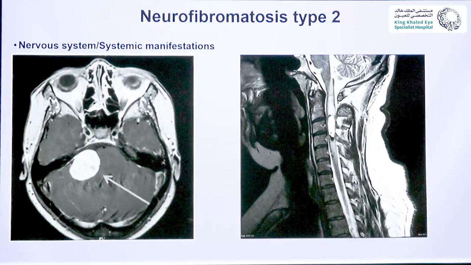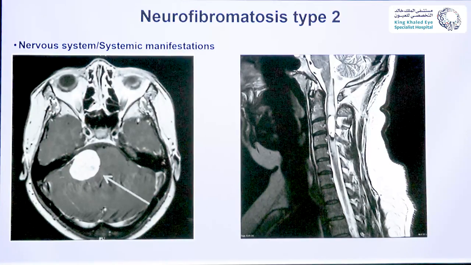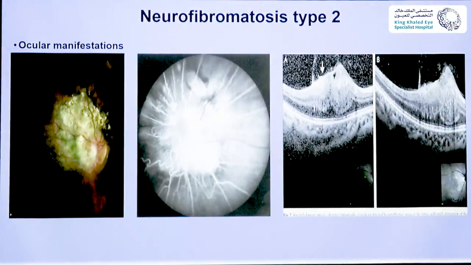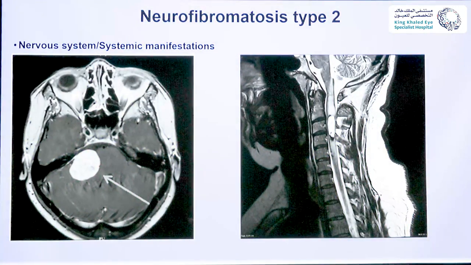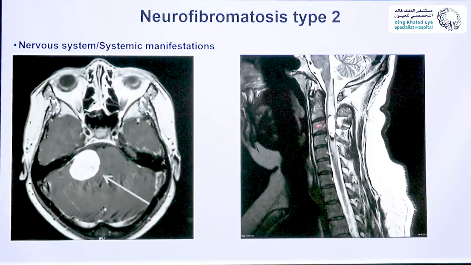So if the patient presented with only this lesion, that's still not enough to diagnose NF2 unless you have a family history. You should have bilateral vestibular schwannoma, which is the characteristic finding in patients with NF2. And this is spinal ependymoma.